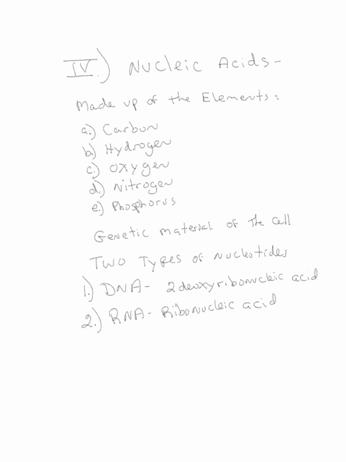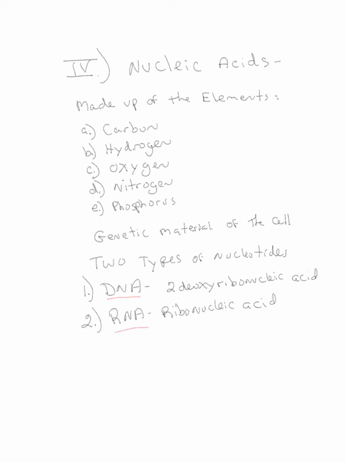Now, the final category are nucleic acids. They're made up of the elements carbon, hydrogen, oxygen, nitrogen, and phosphorus. And nucleic acids form the DNA and RNA that acts as the genetic material for the cell. There are 2 different kinds of nucleic acids, DNA and RNA.